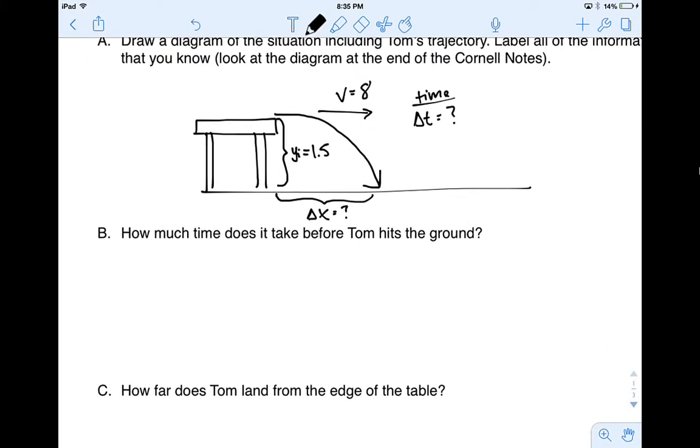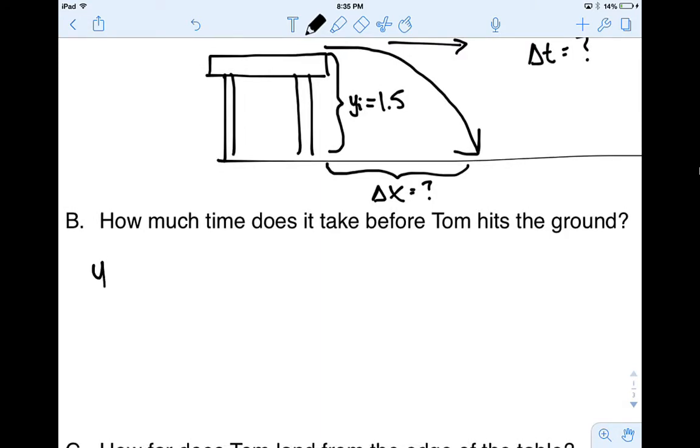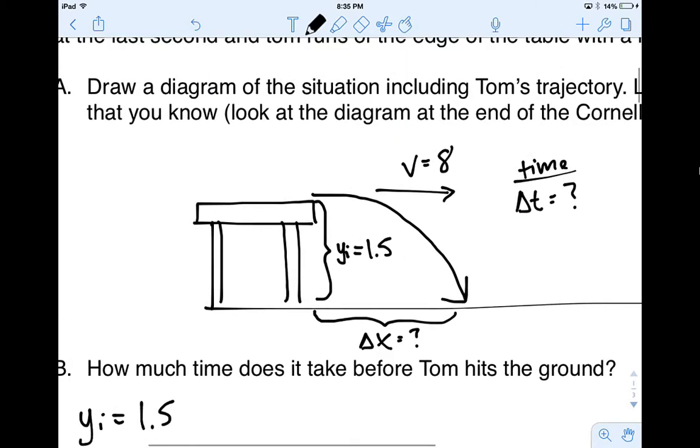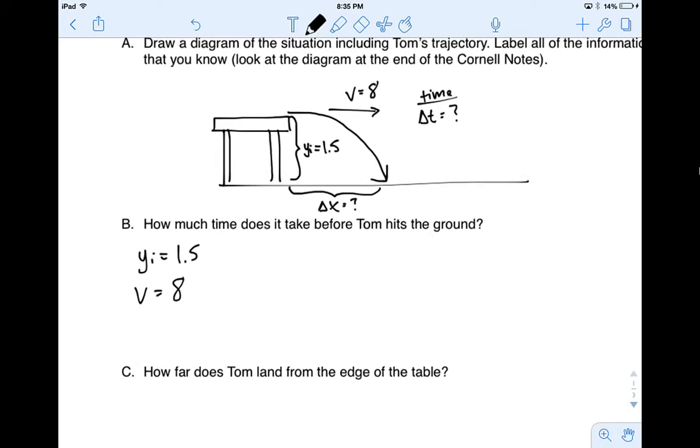Okay, how much time does it take before Tom hits the ground? Well, now I know you guys have a hard time starting, okay? You're having a hard time just figuring out what process to use. So use this process, guys. First, write down what they gave you. So they gave me yi, and they gave me v. Okay, that just comes right out of the problem. That just comes right from there and there. Now write down what they want me to find.